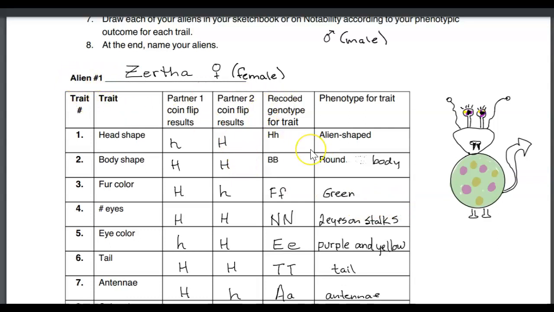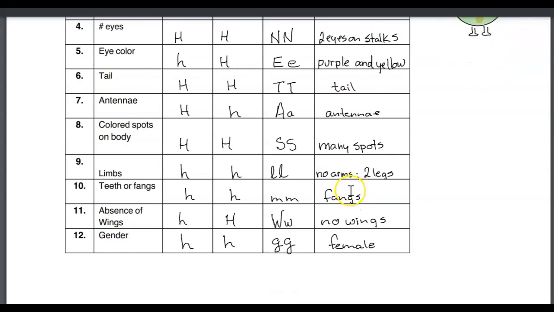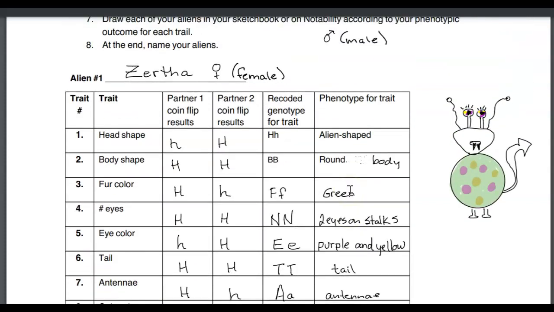So here I have Zertha, and I've shown you this already in class. So I've keyed it out. I've used the genotypes recoded, figuring out what that would translate to in the phenotype. And then from there, I've drawn my alien. And I've seen a lot of yours already, so that's really great. And you did that 5 different times because you built 5 aliens. Okay, so that's what you've submitted on Shobi.